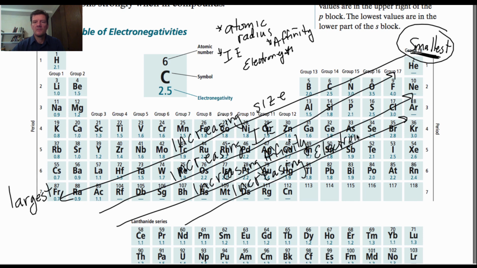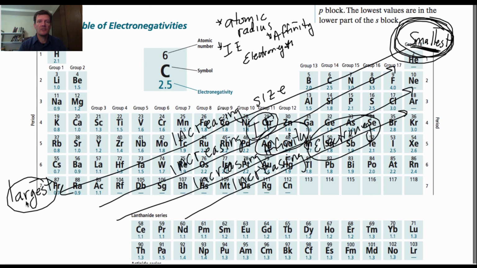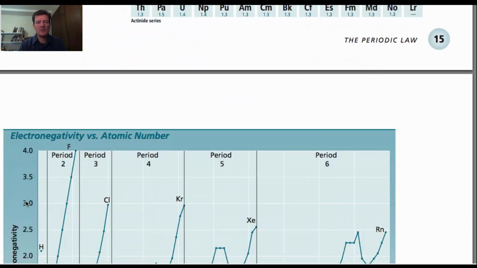So you'll notice the smallest atoms have the highest ionization energy, have the greatest attraction for electrons, and have the greatest pull on electrons. All of these are increasing towards the smallest atom. The size of the atom is smallest up here in this corner, largest down here in this corner. Okay? That basically wraps up the trends. That's what you need to know about the trends on the periodic table.